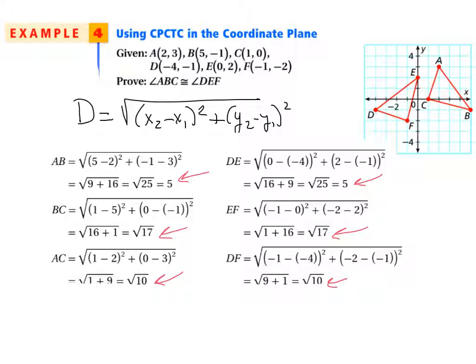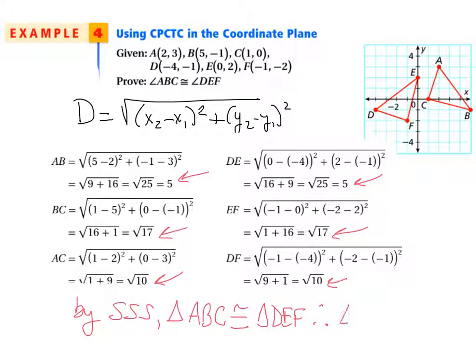So we can say by side, side, side, triangle ABC is congruent to triangle DEF. Now, the last thing we have to prove is that the angles are congruent. So therefore, angle ABC is congruent to angle DEF because of CPCTC.